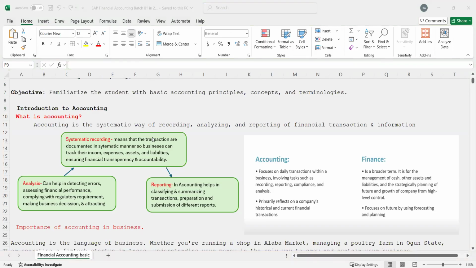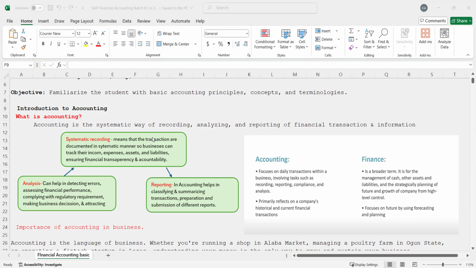Accounting is very essential for every business to thrive. But I wouldn't want to re-echo why we need accounting. I'm sure every one of us understands why we need accounting. So, when we say systematic recording, what we mean is that transactions are documented in a systematic manner, so businesses can track their income, expenses, assets, and liabilities. This is to ensure that we have financial accountability and financial transparency.